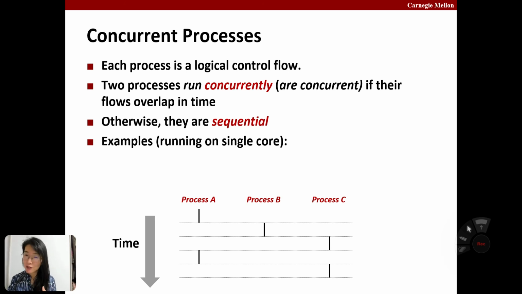for your final score. Okay. So as I mentioned, A and B, and A and C are concurrent relationships. However, B and C are a sequential relationship. Okay.